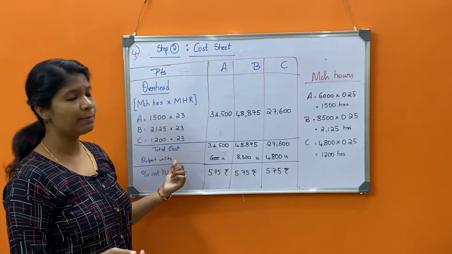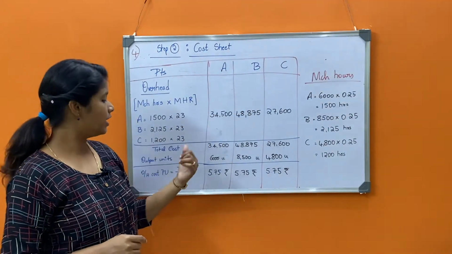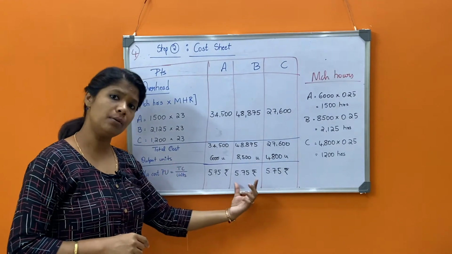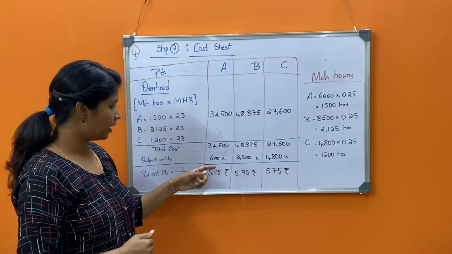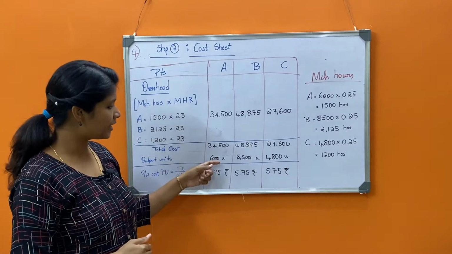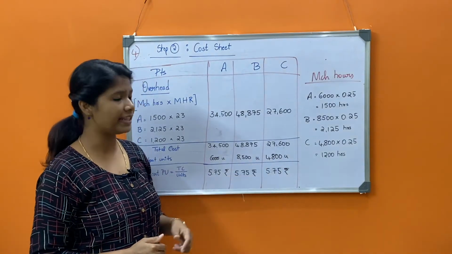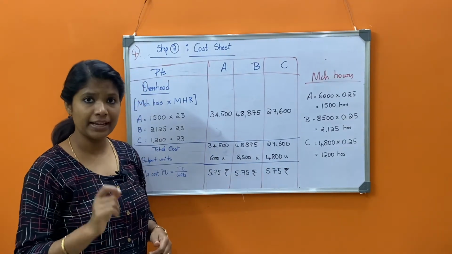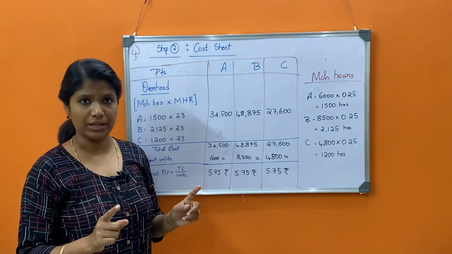In previous questions we would have mentioned it here in the bracket. In case you are getting confused, there is another way: you can mention it at the bottom, after the calculation of total cost. Here, what are the output units? 6,000 units, 8,500 units and 4,800 units. Do not get confused between the hours and the units. Both are different values.